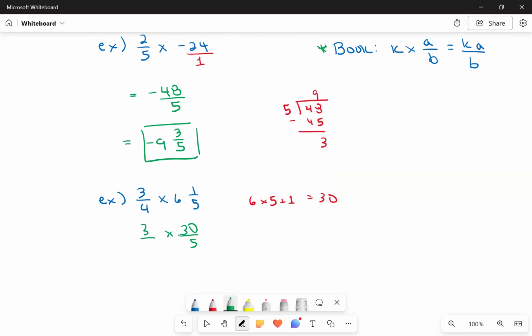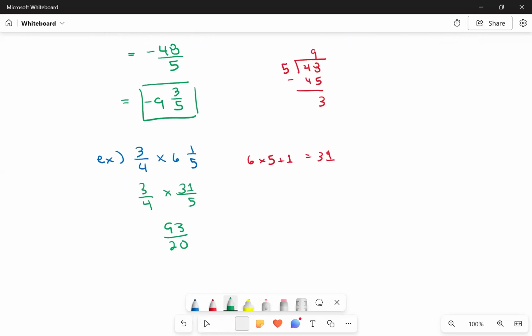And that's going to be the numerator on the mixed number. And now I can use the multiplying straight across. Oops, sorry, that's supposed to be a 1. That's a 31. Wow, took me a second there. Just caught that, sorry. 31, which is now 93 over 20. Okay. All right, and now I want to reduce this if I can.